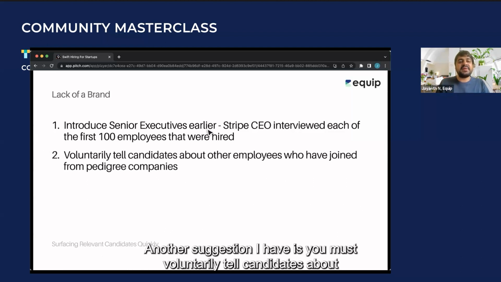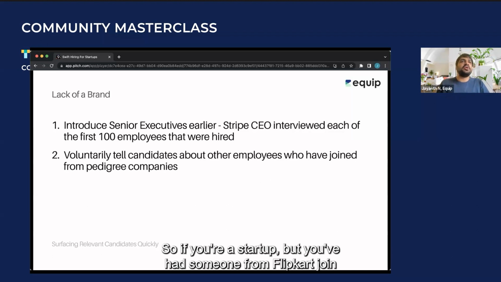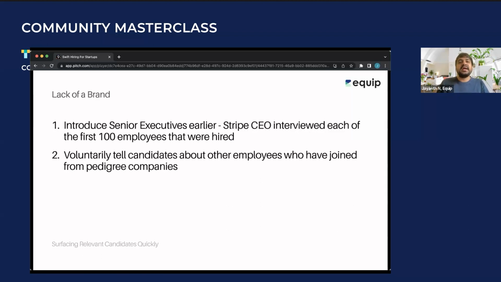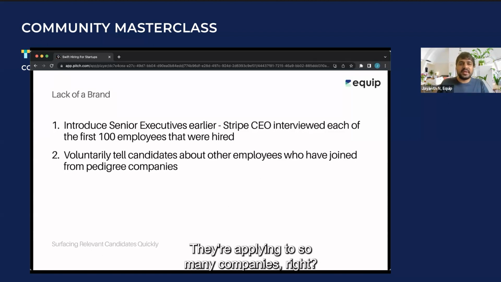Another suggestion I have is you must voluntarily tell candidates about other employees who have joined from sort of pedigree companies, right? So if you're a startup, but you've had someone from Flipkart join you, someone from Razorpay join you, make a deal about it, right? You would think that candidates will go and look at every company's LinkedIn profile and then look at all the teammates and their history. Of course, they won't. They'll apply to so many companies, right? And they may decide very early that this is a small company, I don't want to deal with them.